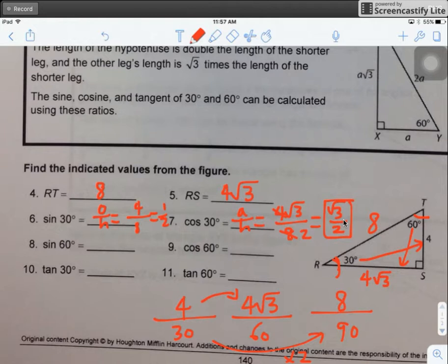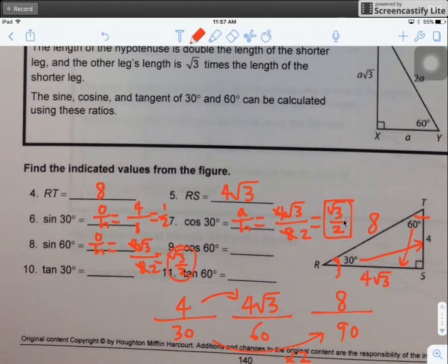Number 8, we're looking for the sine of 60. Again, it is the same ratio for sine, which is opposite over hypotenuse, but we are talking about a different angle here. So for angle 60, opposite of that is 4 radical 3 over hypotenuse, which is 8. And again, we can reduce the fraction to radical 3 over 2.